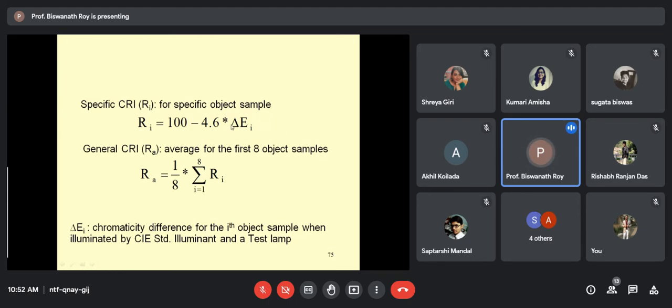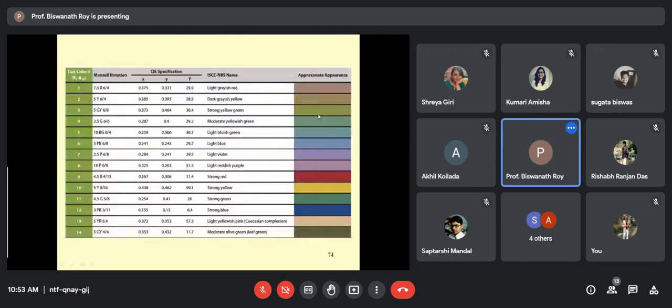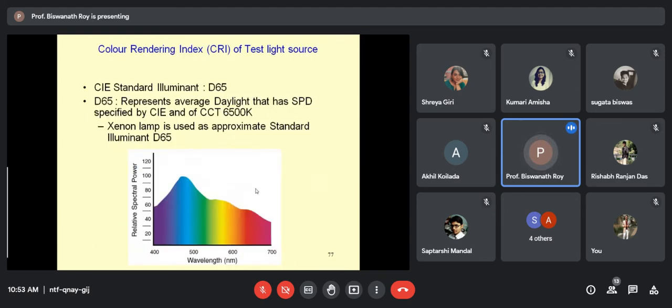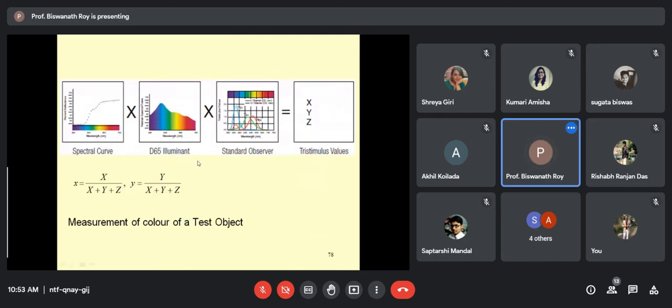And you have noticed that the maximum value of CRI is 100, but there is no limiting value of minimum value of CRI. Because in case of color distortion, the delta Ei is so large that the Ri becomes negative. And it happens in practice, right? So with the help of first 8 object samples, the Ri is being calculated following the same procedure that I have discussed right now. And the average of this Ri for the 8 samples is the general CRI.